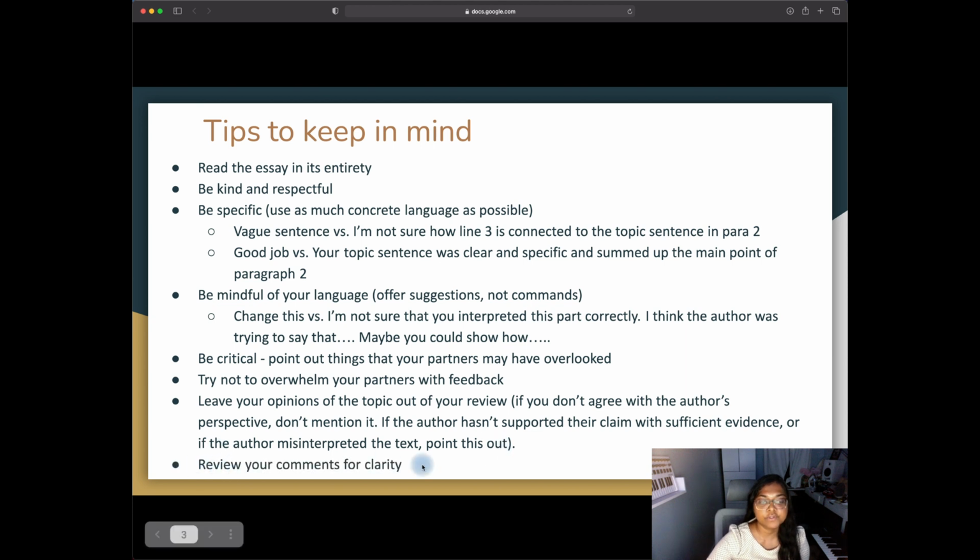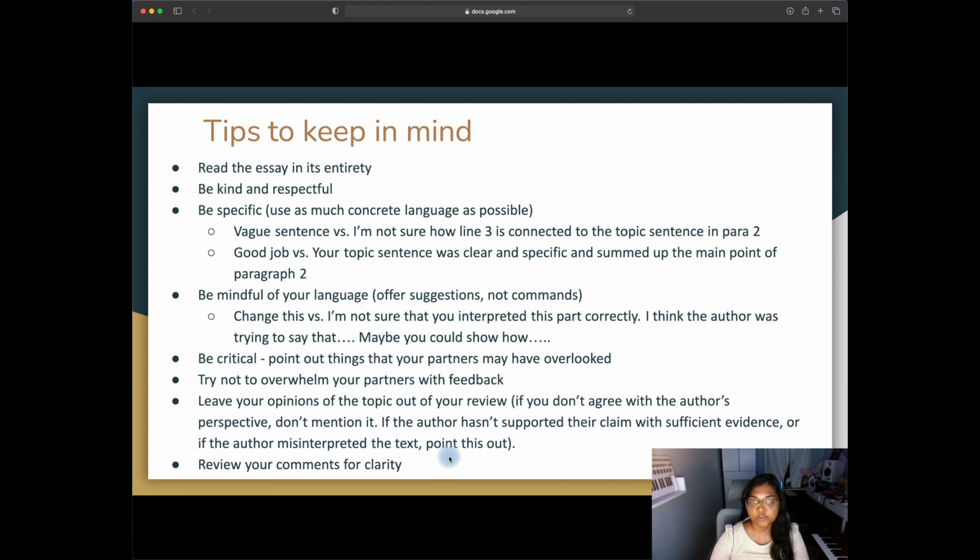And then finally, review your comments for clarity. So if you are giving feedback to someone, the entire purpose of you giving feedback is so that they can read your feedback and improve their writing. However, if you're not clear in the feedback that you're giving, then they won't really know what it is that they need to fix, and that can become very frustrating for them. So when you're done giving your feedback and writing up your comments, just reread everything and keep in mind you're not in front of that person to explain what you meant. So you have to be as clear as possible in your feedback so that they know exactly what it is that they need to work on.